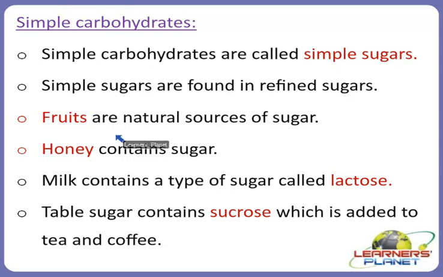So, for example, fruits are natural sources of sugar. Then honey also contains a natural type of sugar. Milk also contains a type of sugar called lactose, as we have discussed many times. Milk contains a natural sweetener which provides sweetness to the milk, that is lactose. And table sugar contains sucrose as the natural sweetener, which is added to tea and coffee as a sweetening agent, right? So these are some examples of simple carbohydrates.